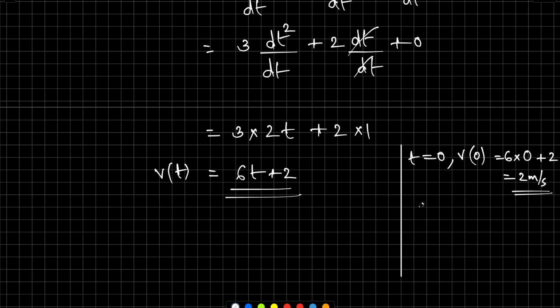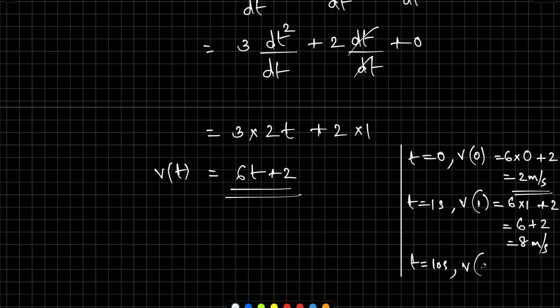Let's say time t equals 1 second. Velocity at time t equals 1 second, replace t with 1, 6 times 1 plus 2, so 6 plus 2, which is 8 meter per second. Let's say t equals 10 seconds. v of 10 equals 6 times 10 plus 2. So 60 plus 2, 62 meter per second. So for different time values we have different velocities. Velocity keeps on changing, right? There is an acceleration.